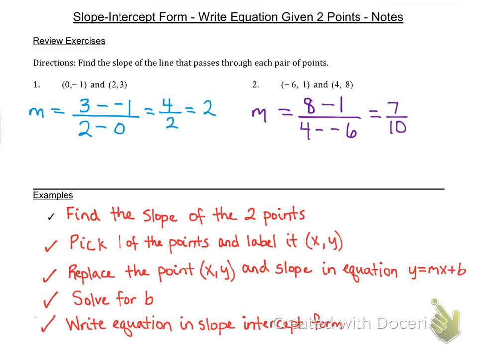the line. The third step is to replace the point x, y and the slope in the equation y equals mx plus b. So you're going to end up replacing the y value with the number, the m value with the slope, and the x with the x-coordinate of the point. Your fourth step is you're going to solve for b. Then you're going to have everything you need to write an equation in slope-intercept form.